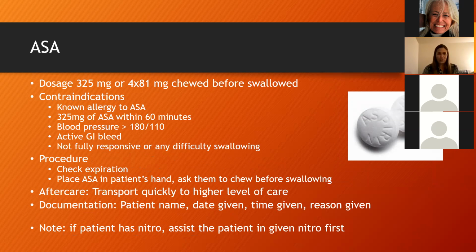Check the expiration, place the aspirin in the patient's hand. Once again, with chest discomfort, our goal is to transport quickly to a higher level of care, document the patient name, date given, time given, and why. And then one thing to note is if the patient has nitro, or if you're using the patrol supply, you give the nitro before the aspirin.